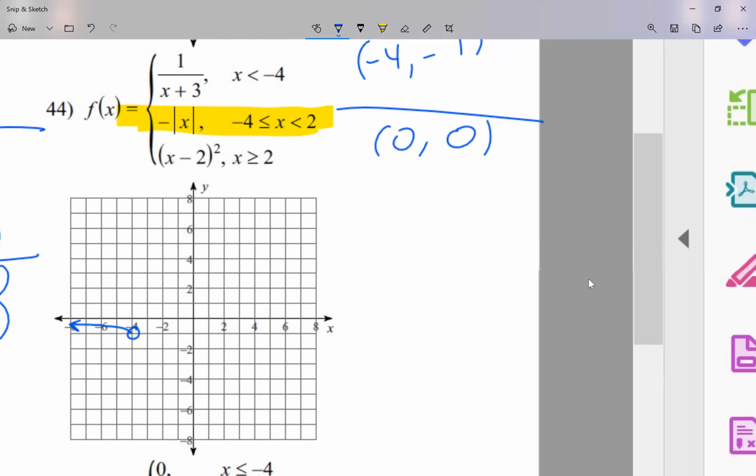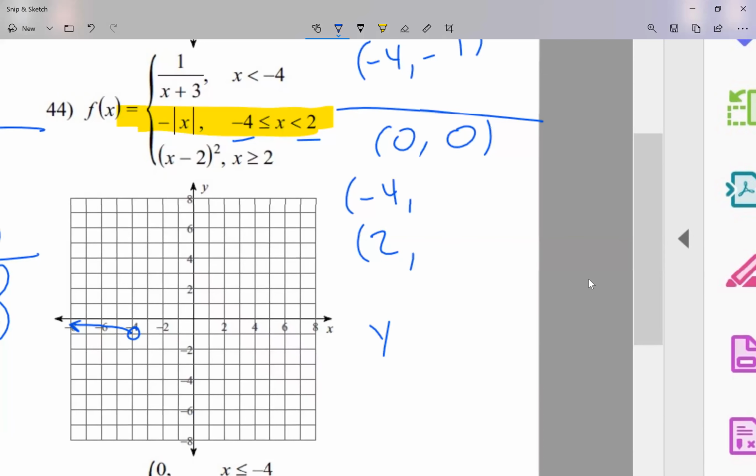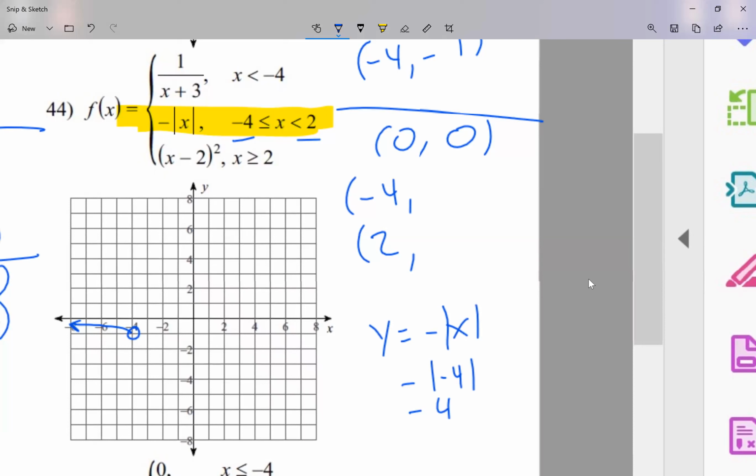The x values that I'm going to choose are from -4 to +2. Remember, my equation, I'm looking at this as y equals negative absolute value of x. So my first thing is, what if x equals -4? So negative absolute value of -4. There's a negative sign. Absolute value makes the inside positive, but because of the negative sign outside, my y value is -4.